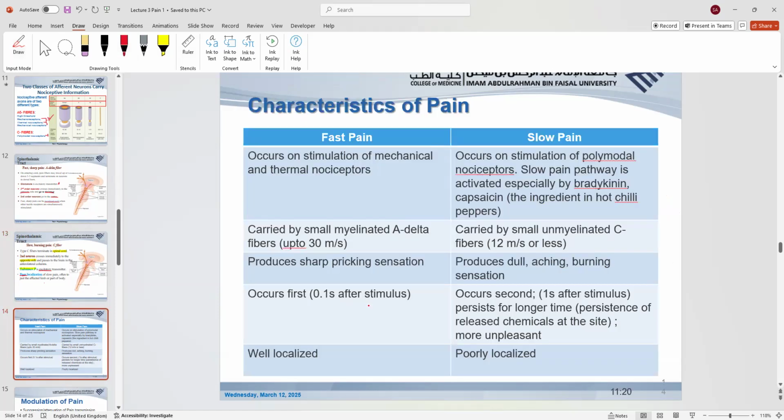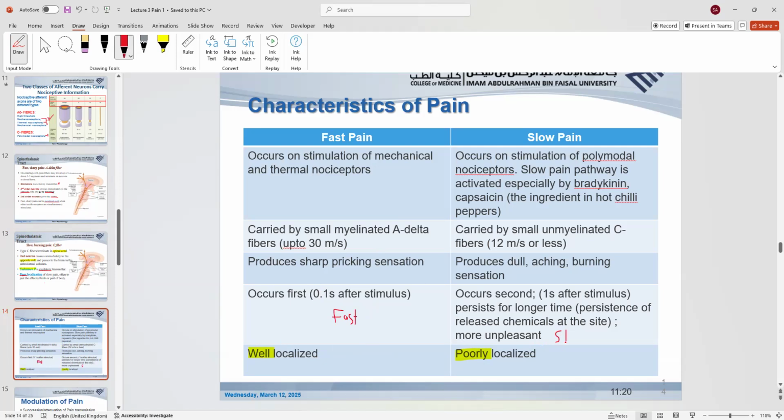So these are differences. Sometimes we give you a short answer question asking you to differentiate between fast pain and slow pain. So you will have to just put these things into a table form. Just a quick summary: fast pain occurs on stimulation of mechanical and thermal nociceptors, whereas slow pain is produced because of polymodal nociceptors activated by substances such as bradykinin, capsaicin.